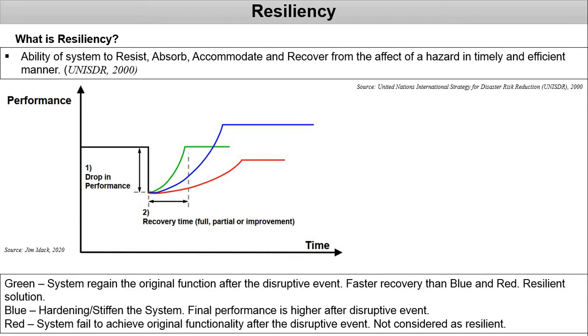As you can see in this graph here, the green line represents the resilient pavement, the red line is non-resilient, and the blue line represents the hardening system. So the green line system represents the fastest recovery compared to the other two systems.